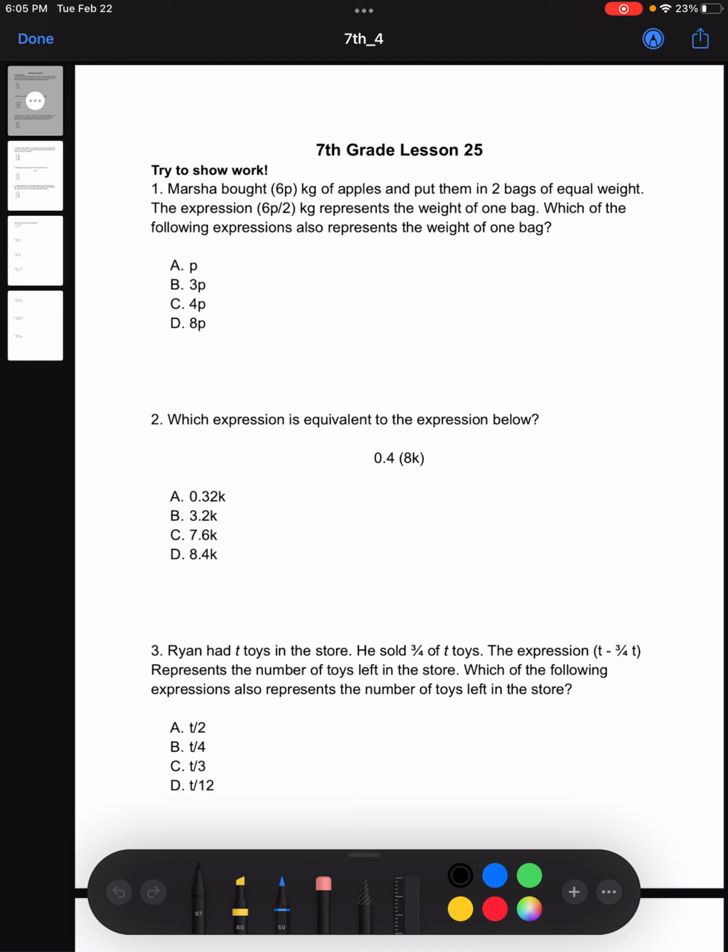Well, we have the expression 6p over 2. To simplify this, we can divide the 6 by the 2 because they're both constants. If we do that, we get 3p, as 6 divided by 2 is just 3. This means our answer would be B.